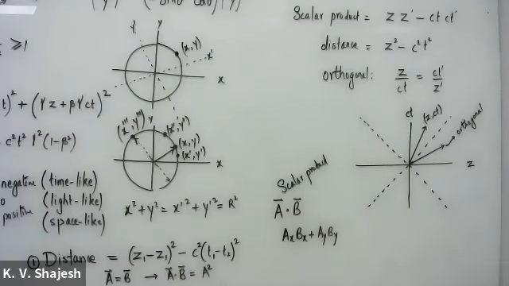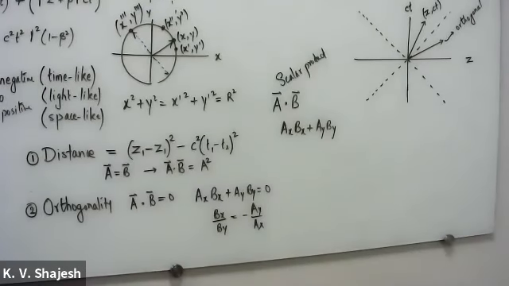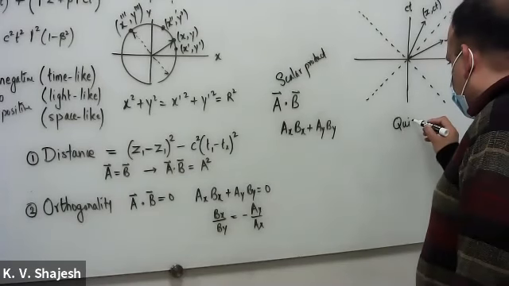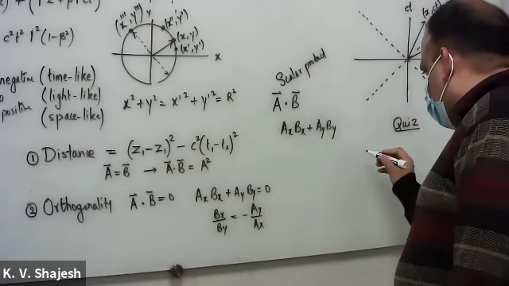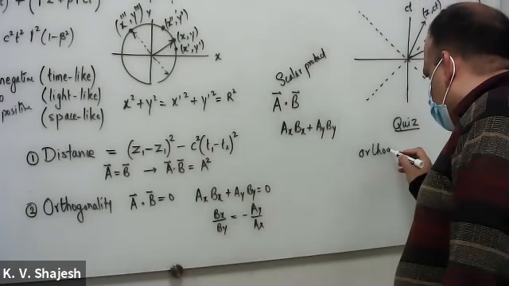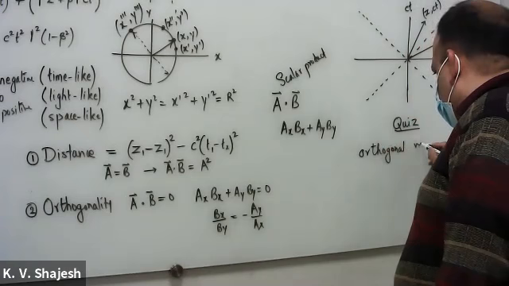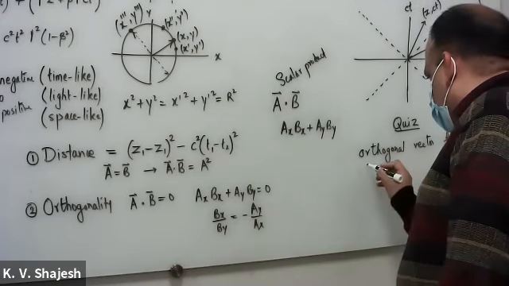So that leads to an interesting feature, and this is only when it is time-like. So this is a quiz. I'll let you guys figure this out. Quiz: what is orthogonal to a light-like vector?